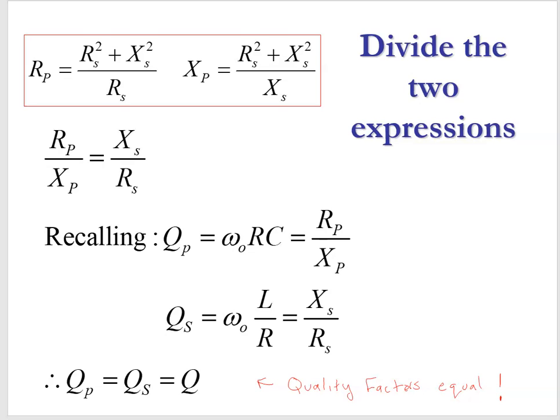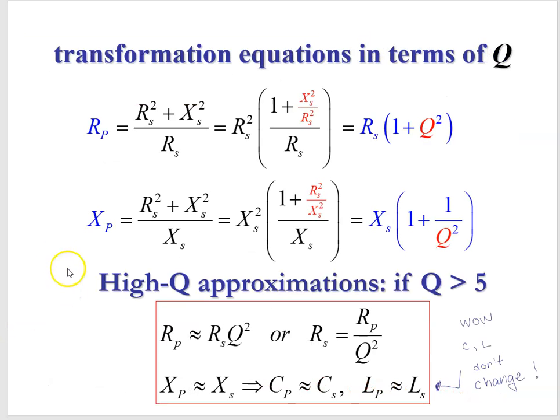In resonant circuits, quality factor is one of the most important characteristics that we try to keep track of. So if we put our transformations in terms of the quality factor, then with this little bit of algebra, we can solve that Rp, the parallel resistance, is actually the series resistance times 1 plus that quality factor squared.